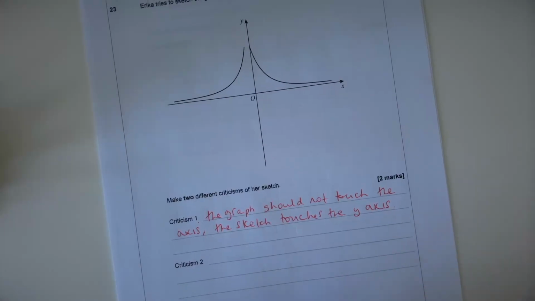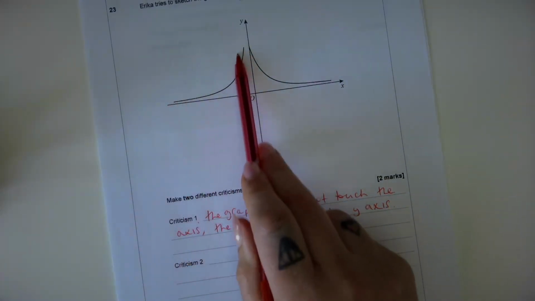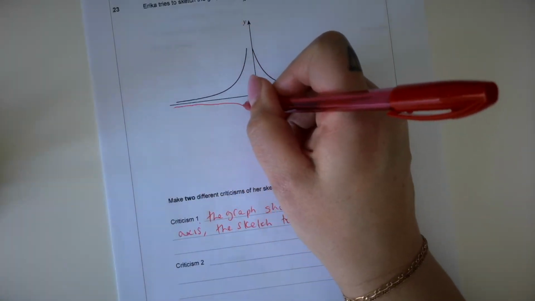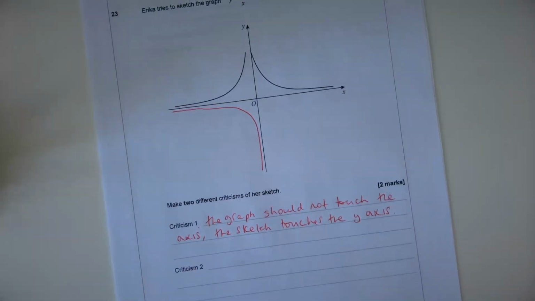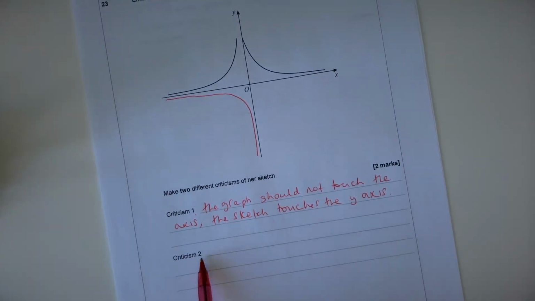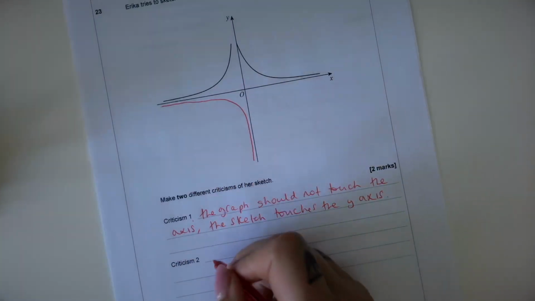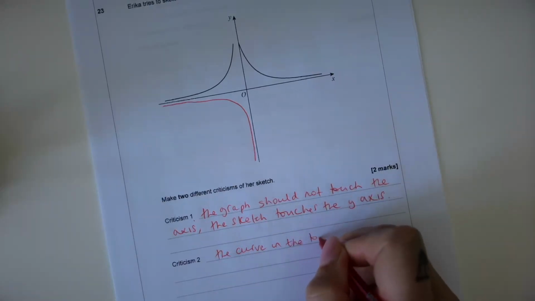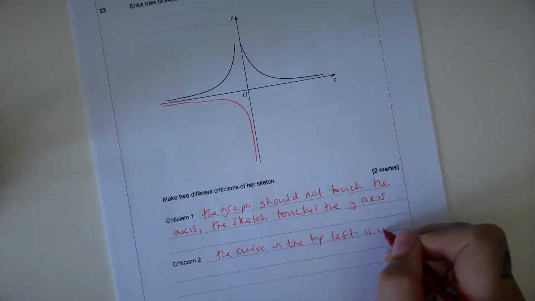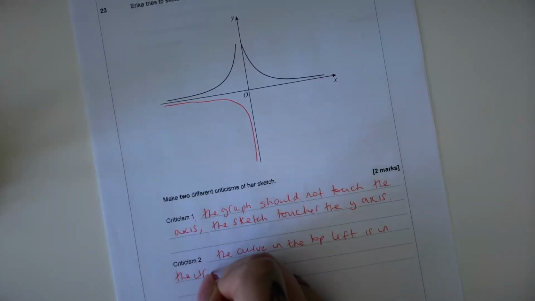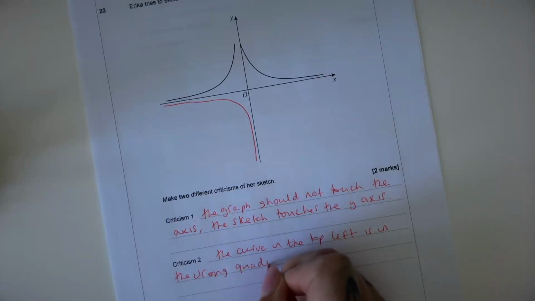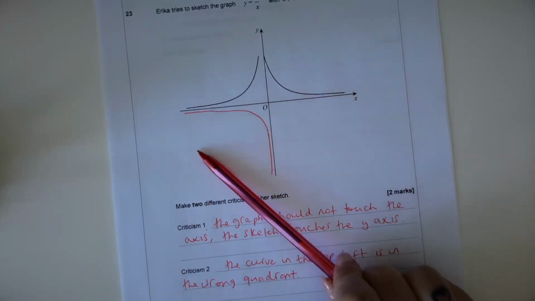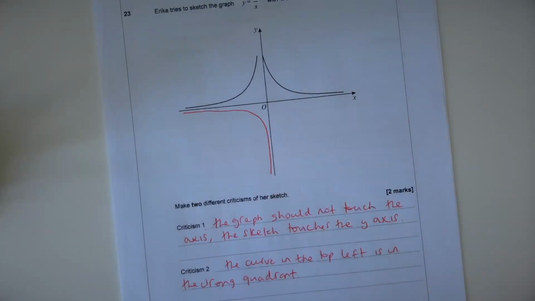My second criticism is this part. So this part of the graph is in the wrong quadrant. It should actually be in this quadrant here. So I'm just going to say for criticism 2 that the curve in the top left is in the wrong quadrant. Don't need to explain more than that because I've drawn it where it should be. It should be a reflection of the other graph.